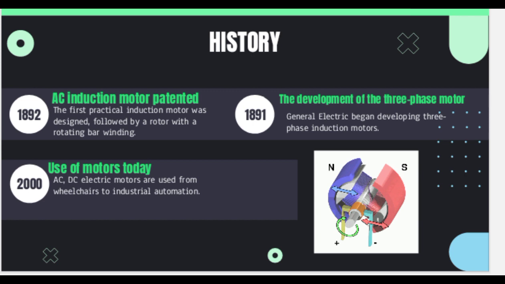1888. AC induction motors patented. In 1887, Nikola Tesla invented an alternating current induction motor, which he successfully patented a year later. In 1819, the first practical induction motor was designed, followed by a rotor with a rotating bar winding.